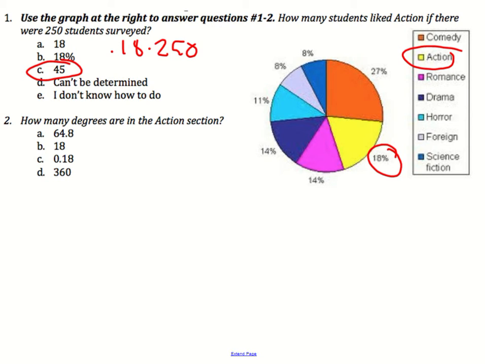And how many degrees are in the action section? We can find that again because remember, there's 360 degrees in a circle. So we use that decimal again, 360 times 0.18. That'll give us the degrees of that sector, 64.8, which is A.